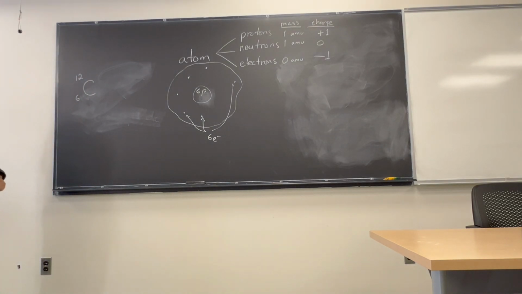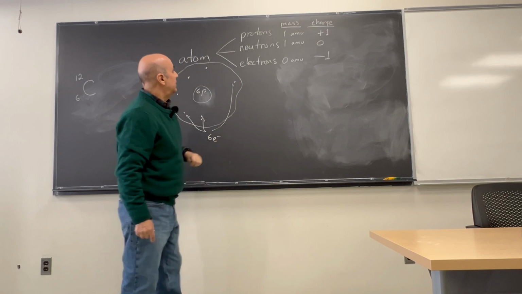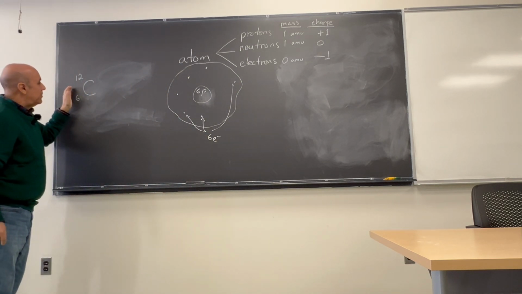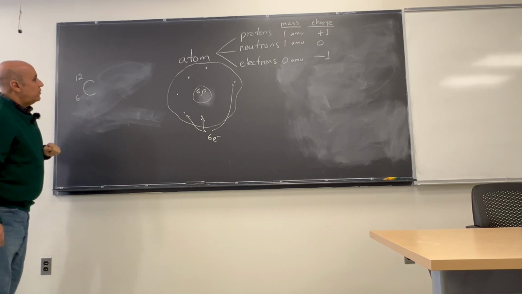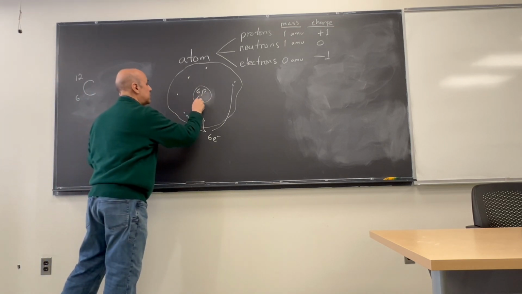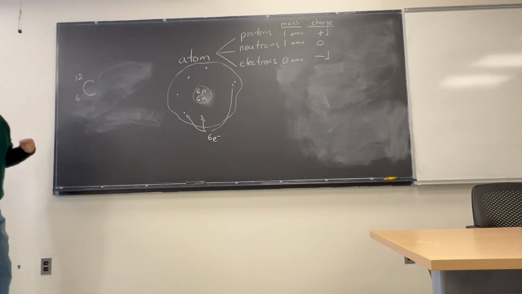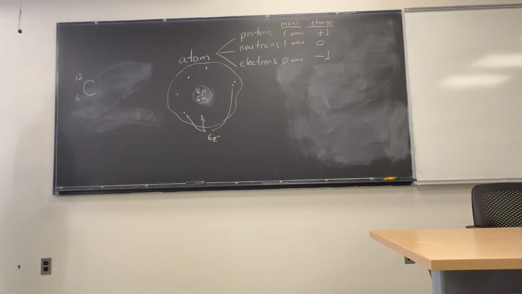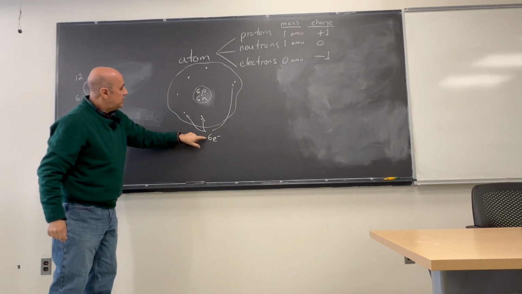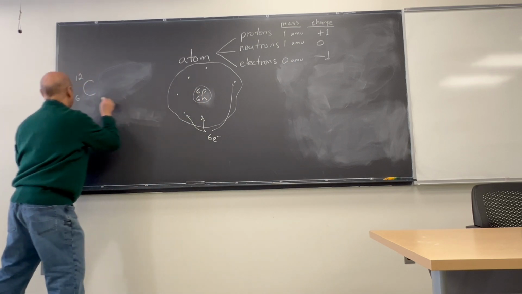Now, what about the one ingredient that we haven't mentioned? Well, in this particular case, for this particular carbon, the number of neutrons happens to be the same as the number of protons. So there are 6 neutrons. It's not always the case, but in this particular situation, it happens to be the same. So we have 6 protons, 6 neutrons, 6 electrons. And the 6 protons correspond to this number.